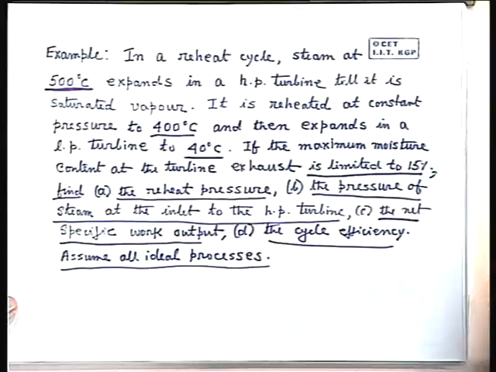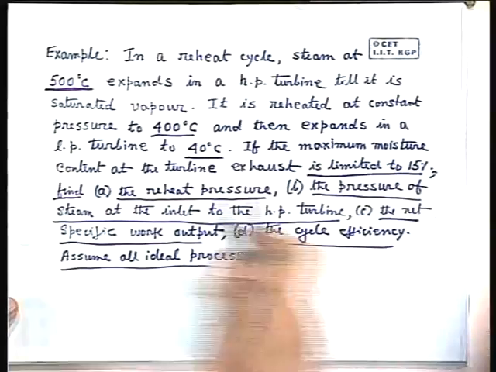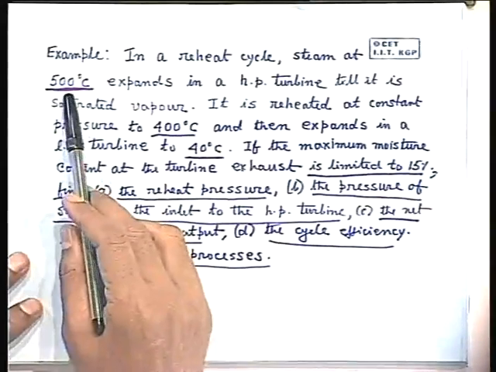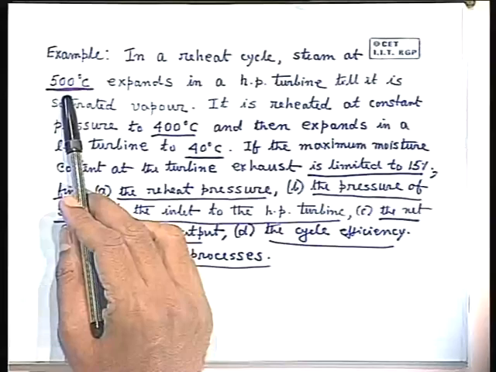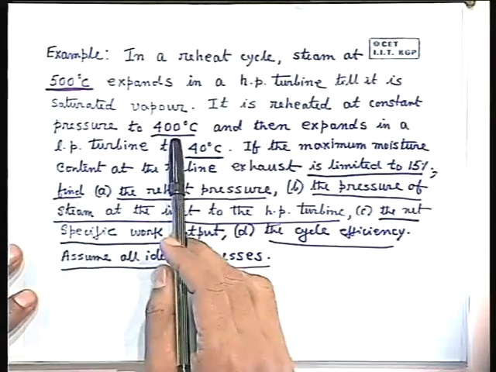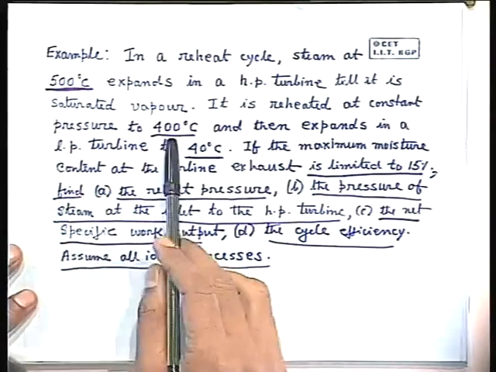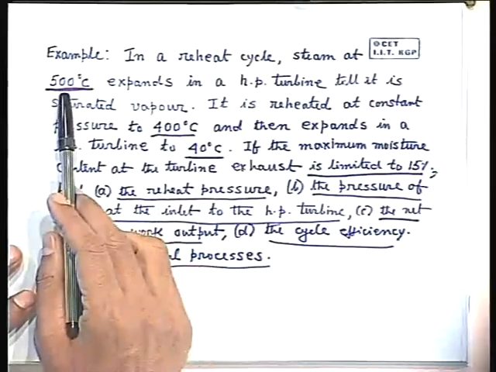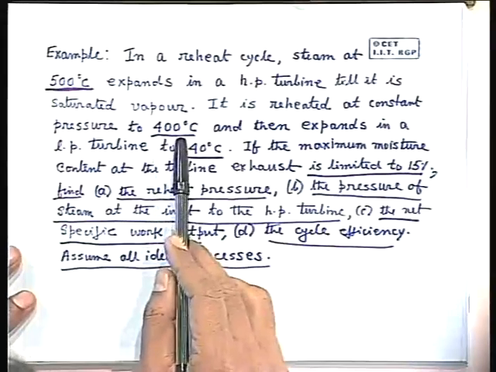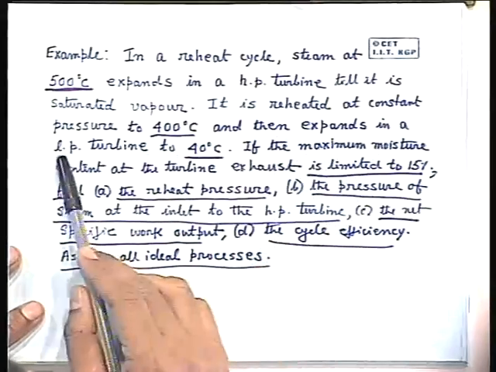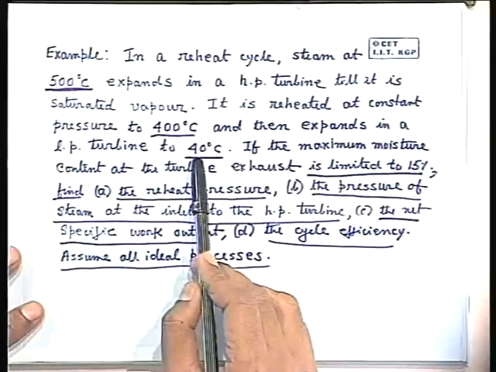You take the steam entry, that inlet temperature is 500 degrees Celsius, that means T1, the point 1 in the Rankine cycle. Then it is reheated at constant pressure. Now this reheat is not done up to the initial temperature, but to 400 degrees Celsius, and then it expands in an LP turbine to 40 degrees Celsius.